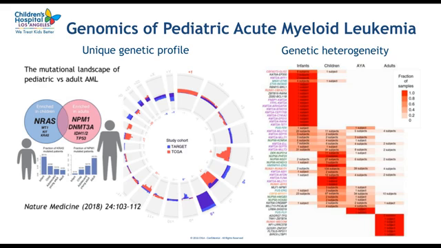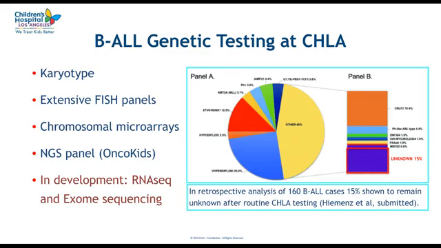And at the same time, while there are all these challenges, the number of markers that have prognostic significance is constantly increasing. So we want to be more and more efficient in detecting them at the time of diagnosis. To address these new needs in genetic testing for pediatric leukemias, at our laboratory at CHLA, we implemented multi-modal testing that, in addition to routinely using karyotype and extensive FISH panels, also routinely uses chromosomal microarrays and our custom next-generation sequencing panel that we call OncoKids, which was especially designed for pediatric cancers, including pediatric hematologic malignancies.